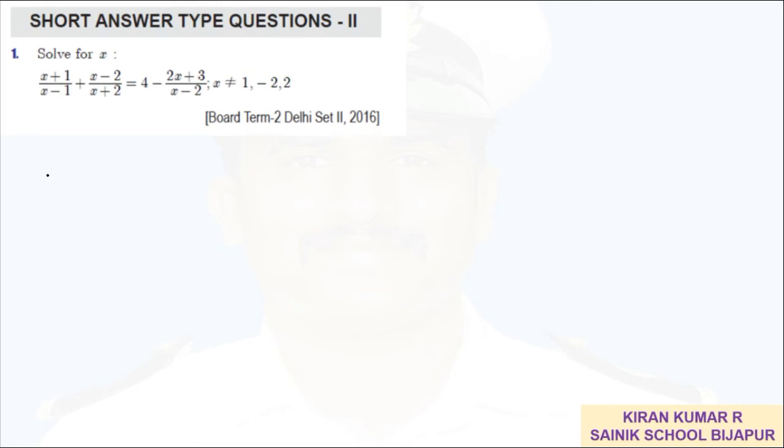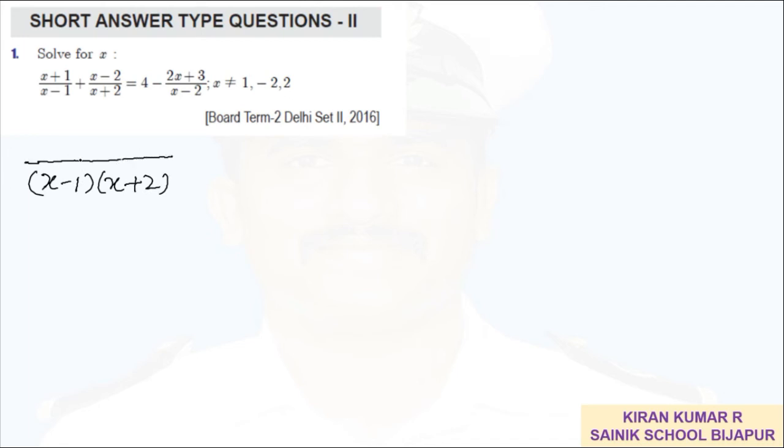Here they have given (x plus 1) divided by (x minus 1) added to (x minus 2) divided by (x plus 2) equal to 4 minus (2x plus 3) divided by (x minus 2). So the best possible thing to do is to take the LCM on both the sides. If you take the LCM, we'll be getting the product (x minus 1) times (x plus 2).